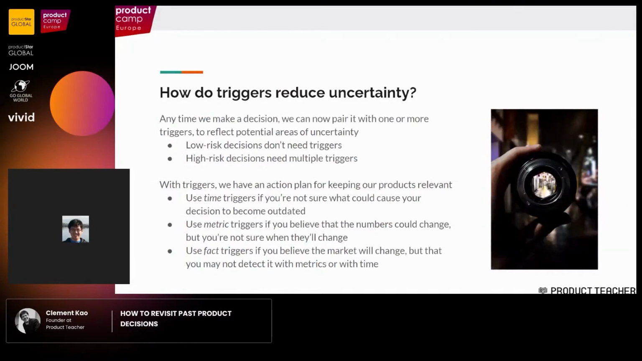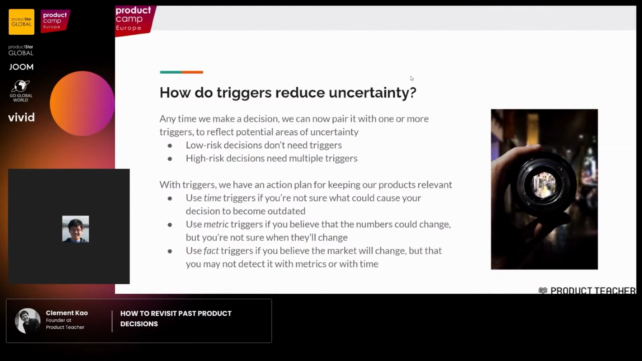And so from this perspective then, how do our triggers reduce uncertainty? What is the entire point of using these triggers? Well, anytime we make a decision, we make this decision with some set of assumptions in mind, as I mentioned before. And the great thing is that we can say, here are the things that really create the most risk. Here are the things that really create the most uncertainty.